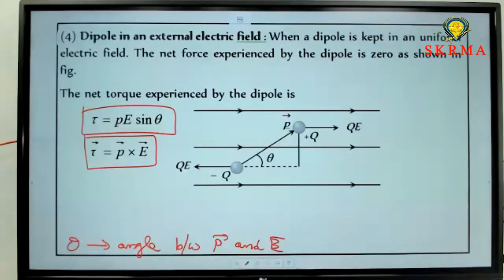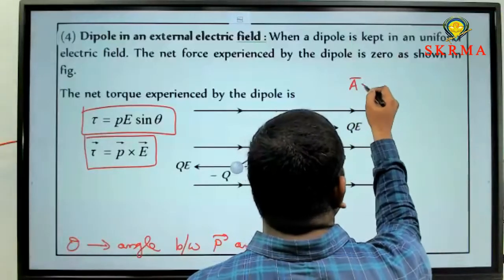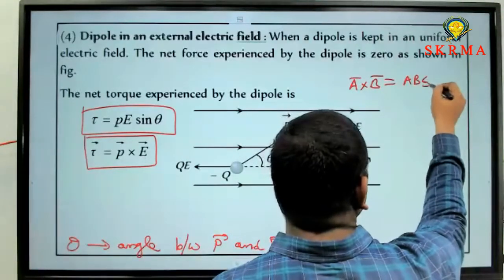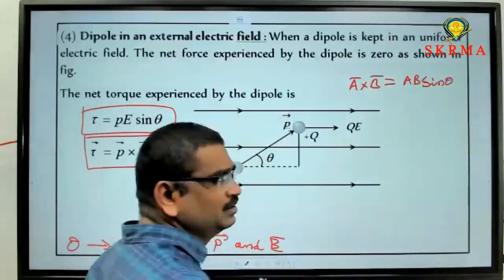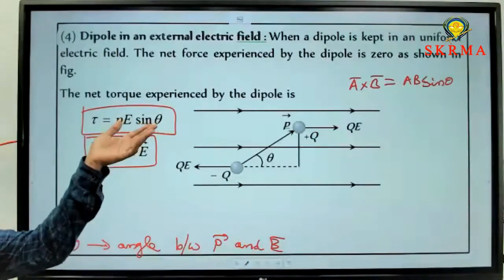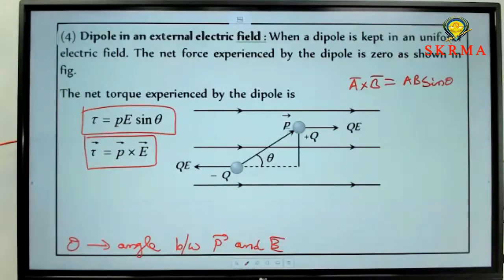So for example, A cross B: if we expand A bar cross B bar, then you will get AB sin theta. Like that. Here PE sin theta is there, so that we can write P bar cross E bar. So here theta is the angle between P and E.